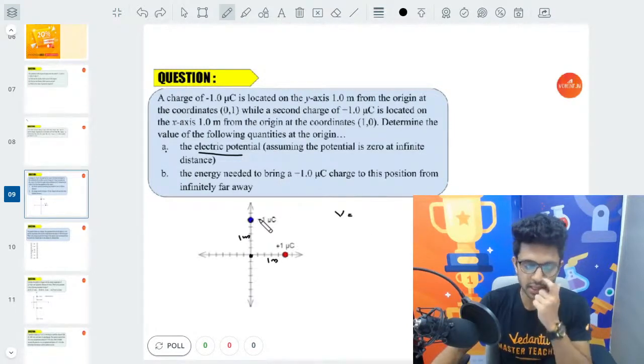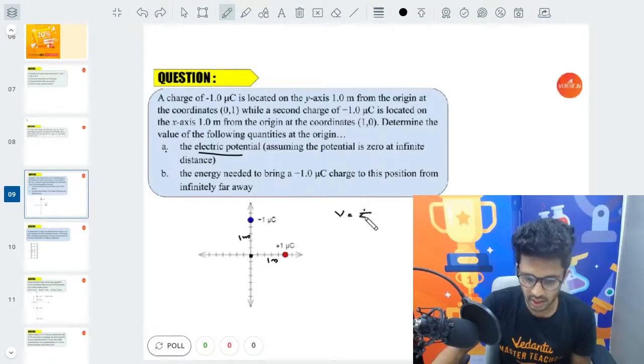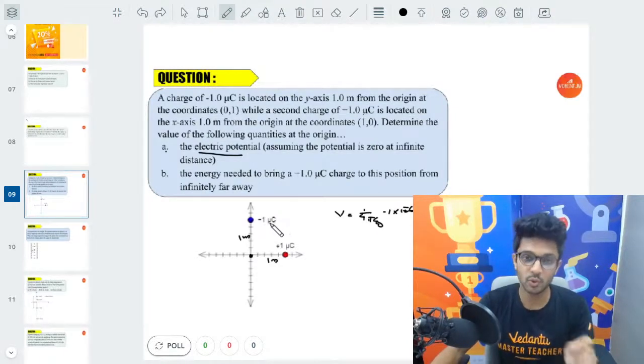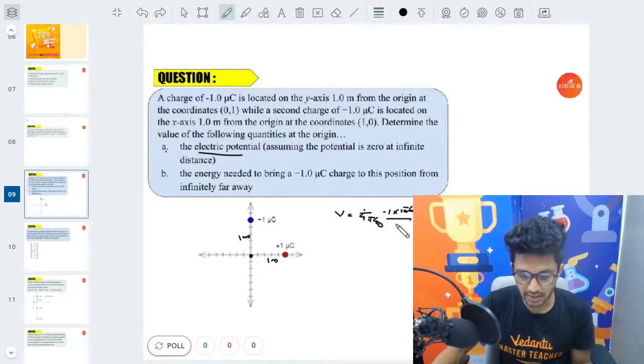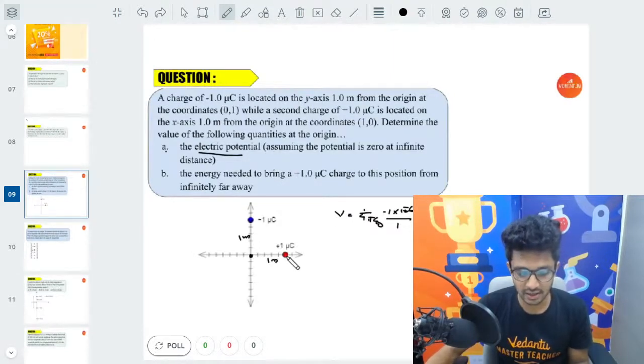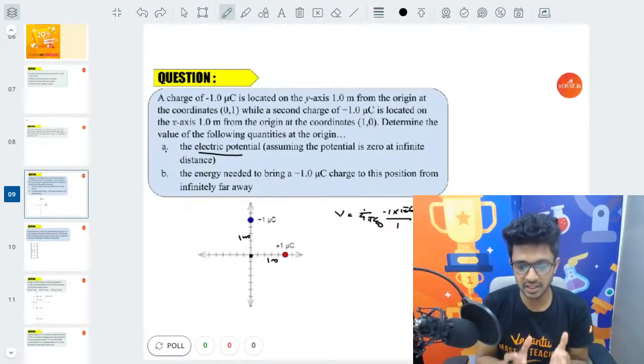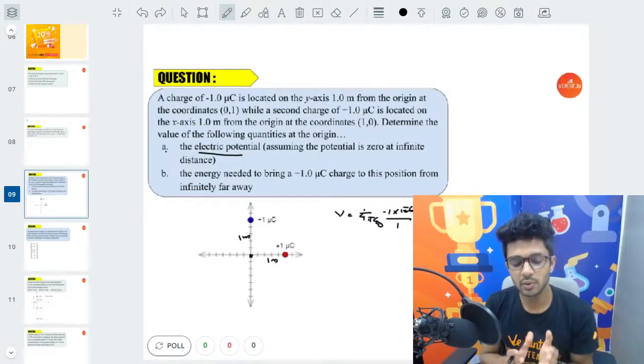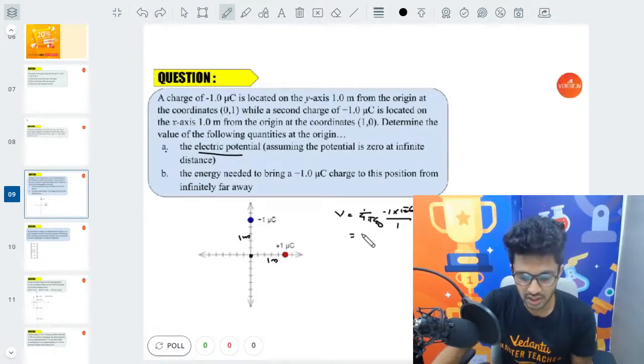The potential produced by the minus 1 is equal to 1 by 4 pi epsilon 0 times minus 1 into 10 power minus 6, micro converted to coulomb, divided by r, which is 1, plus the potential produced by plus 1 at the origin, that's equal to 1 by 4 pi epsilon 0 times 1 into 10 power minus 6 divided by the distance of the origin from the plus 1, which is 1 meter again. So you can see that both the magnitudes are the same, but with opposite sign. Once you add it up, the net potential is going to be 0.